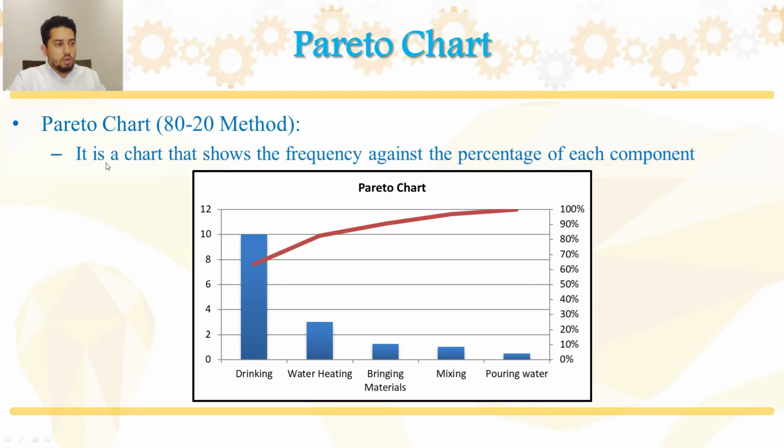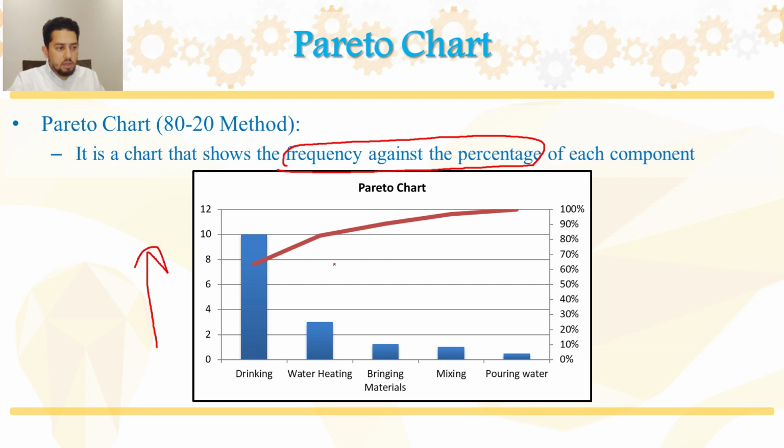First of all, what's a Pareto chart, or as some people call it, the 20-80 method? It's a chart that shows the frequency against the percentage of each component in a process. As per the previous example in the previous class, we have 5 steps, and each step takes a certain number of minutes.